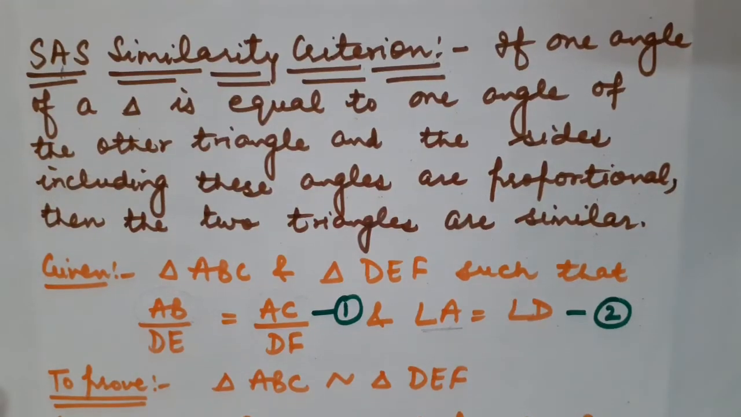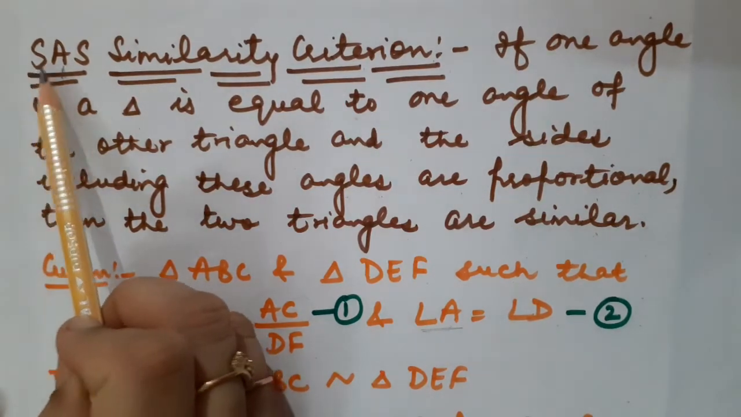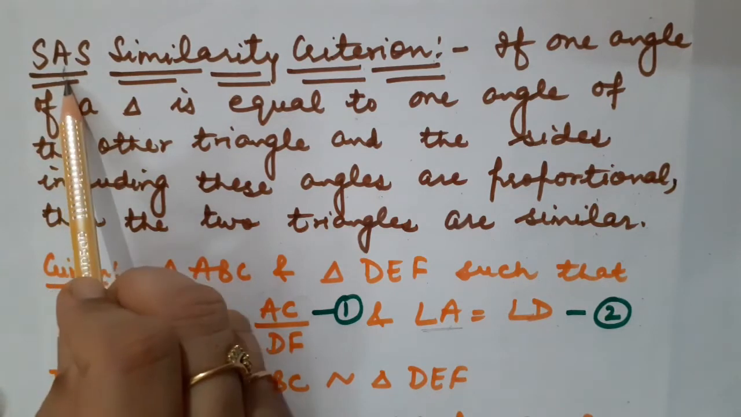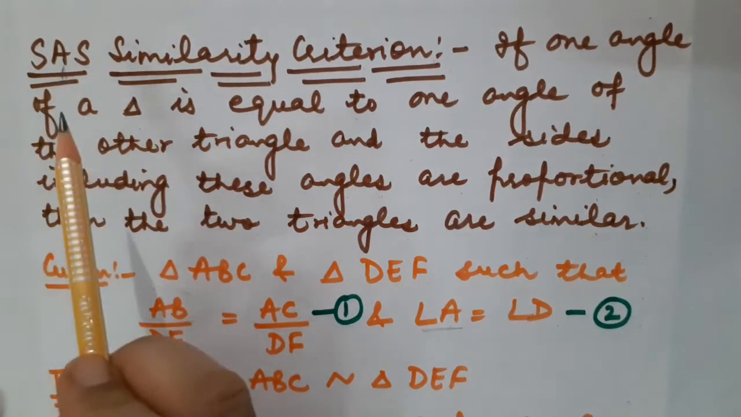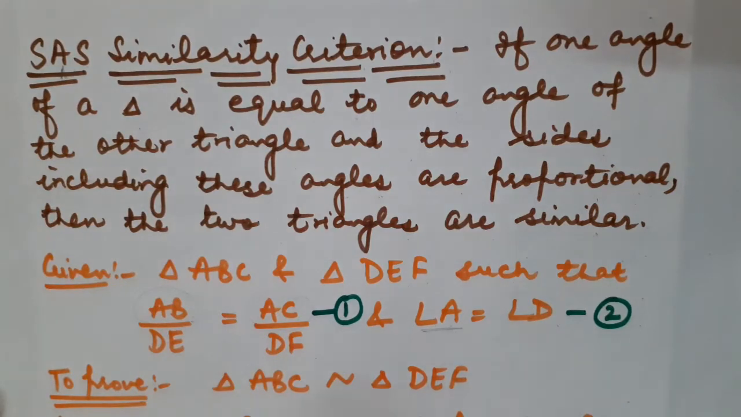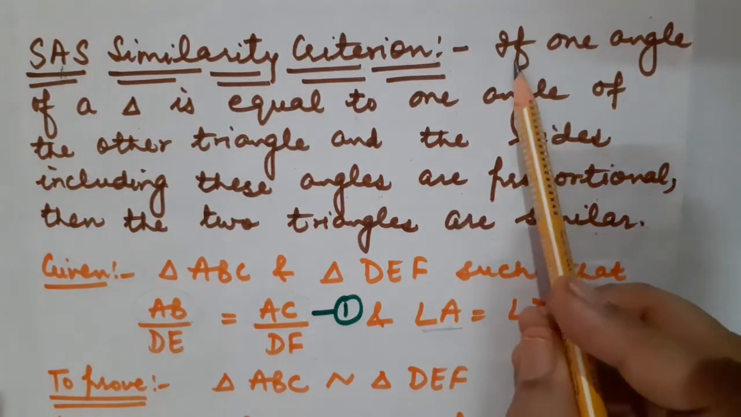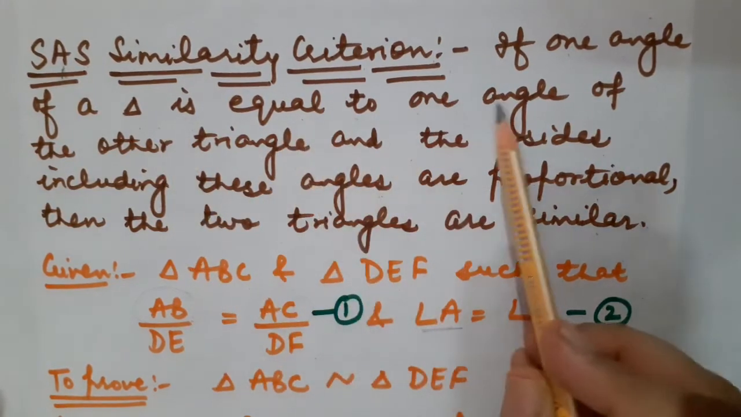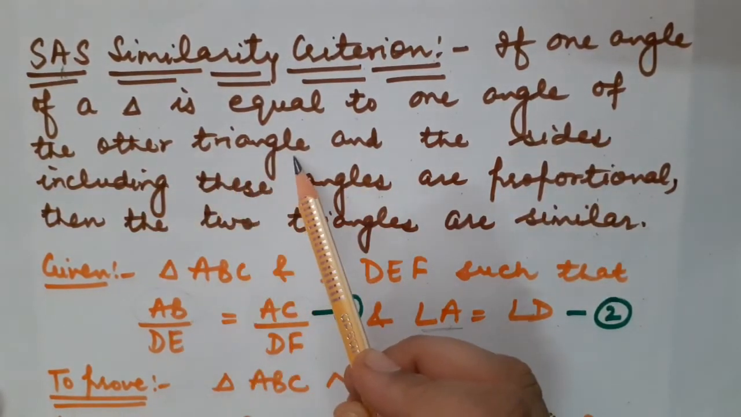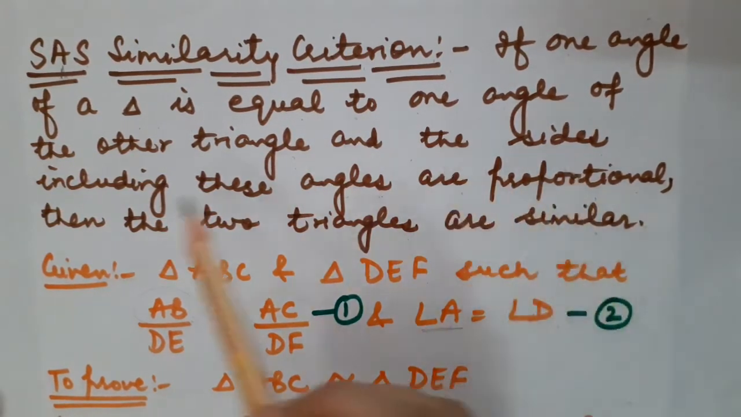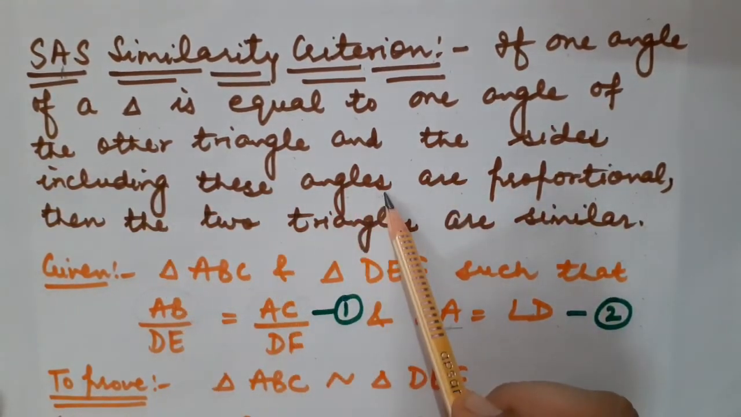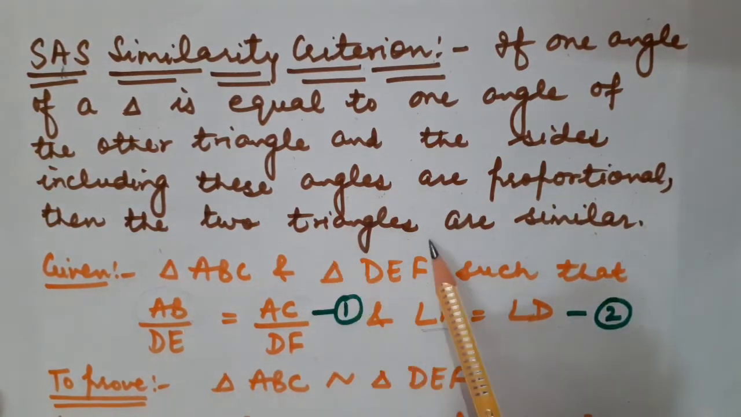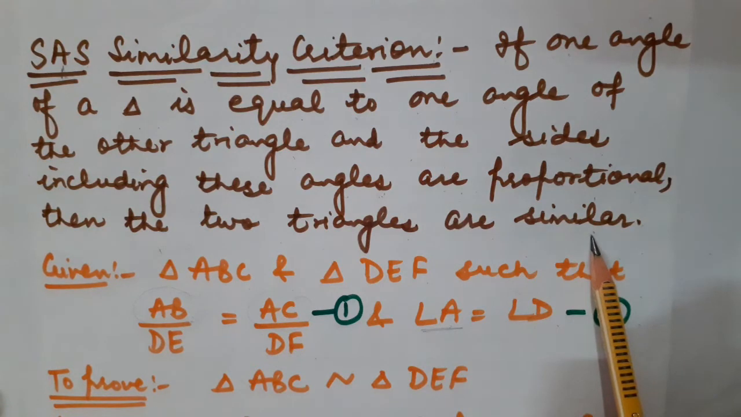Now this is the last criteria, that is side angle side. Make sure, children, the angle must be the included one of those very sides whose ratio is given equal to us. If one angle of a triangle is equal to one angle of another triangle and the sides including these angles are proportional, then the two triangles are called similar to each other.